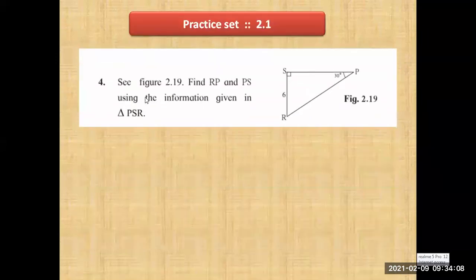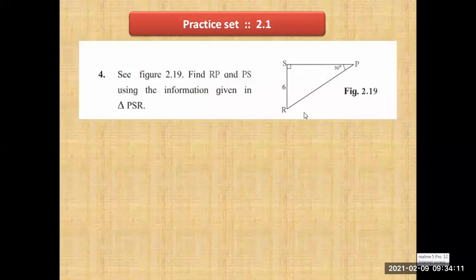Yes, next question. Question number 4. In triangle PSR, find the value of RP and PS using the given information. So this one is 30. So this angle R is 60 degree. As we note, the side opposite to 30 degree is half of hypotenuse.